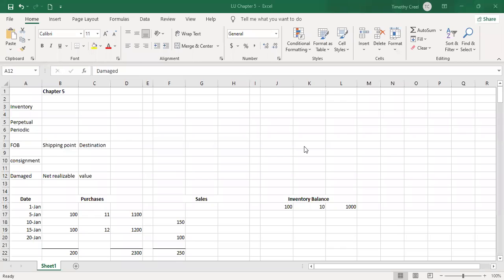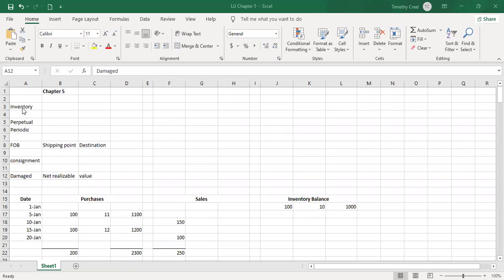Hello. I want to talk a little bit about inventory valuation methods. So let me go ahead and share the screen. Okay, so I've got an Excel file here, and want to talk about a couple of things again. Inventory valuation. How do companies value inventory?